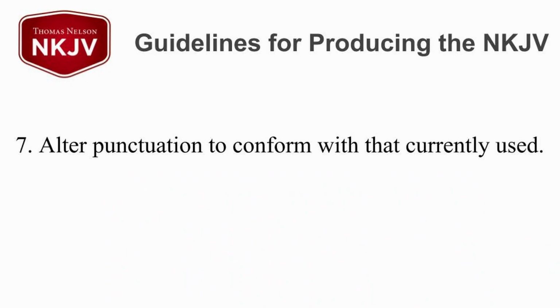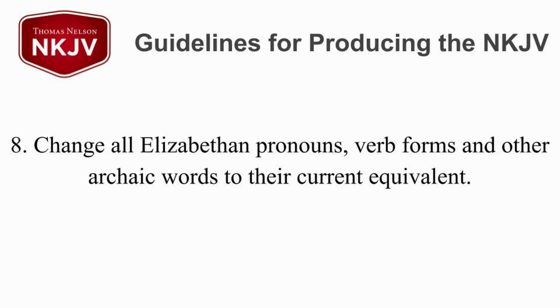Number 7, alter punctuation to conform with that currently used. So they obviously updated the quotation marks and periods and other punctuation marks in the way that we use them today. If you read the King James Bible, it can be very confusing because some of their punctuation marks, we don't use them the same way as they did back then. So the New King James updates those. Number 8, change all Elizabethan pronouns, verb forms, and other archaic words to their current equivalent. Well, that's a good thing.